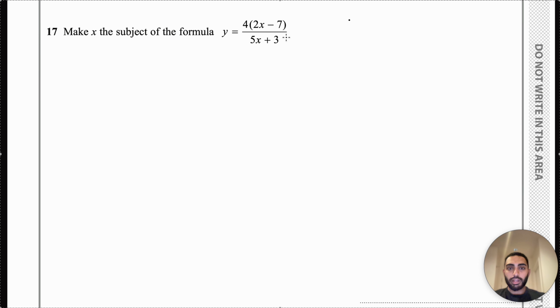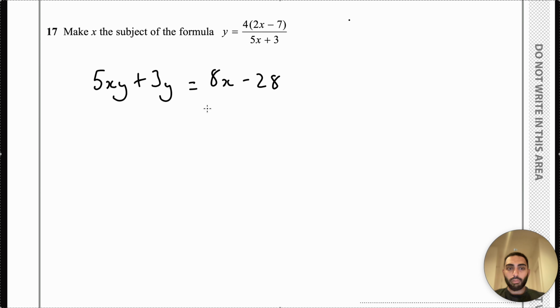So first, let's get rid of this denominator. I'm going to multiply both sides by 5x plus 3. So I'm doing y multiplied by all of this. That would be 5xy plus 3y is equal to, let's expand this bracket out, 4 times 2x is 8x, 4 times negative 7 is negative 28.